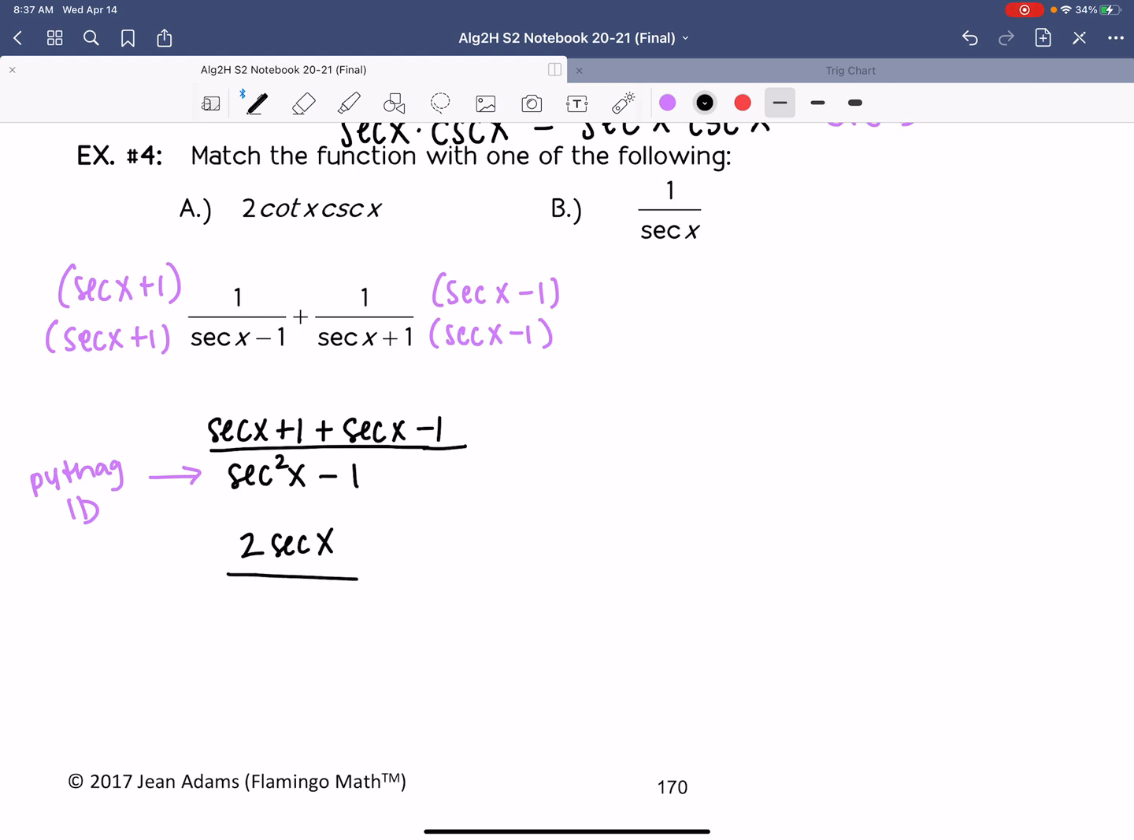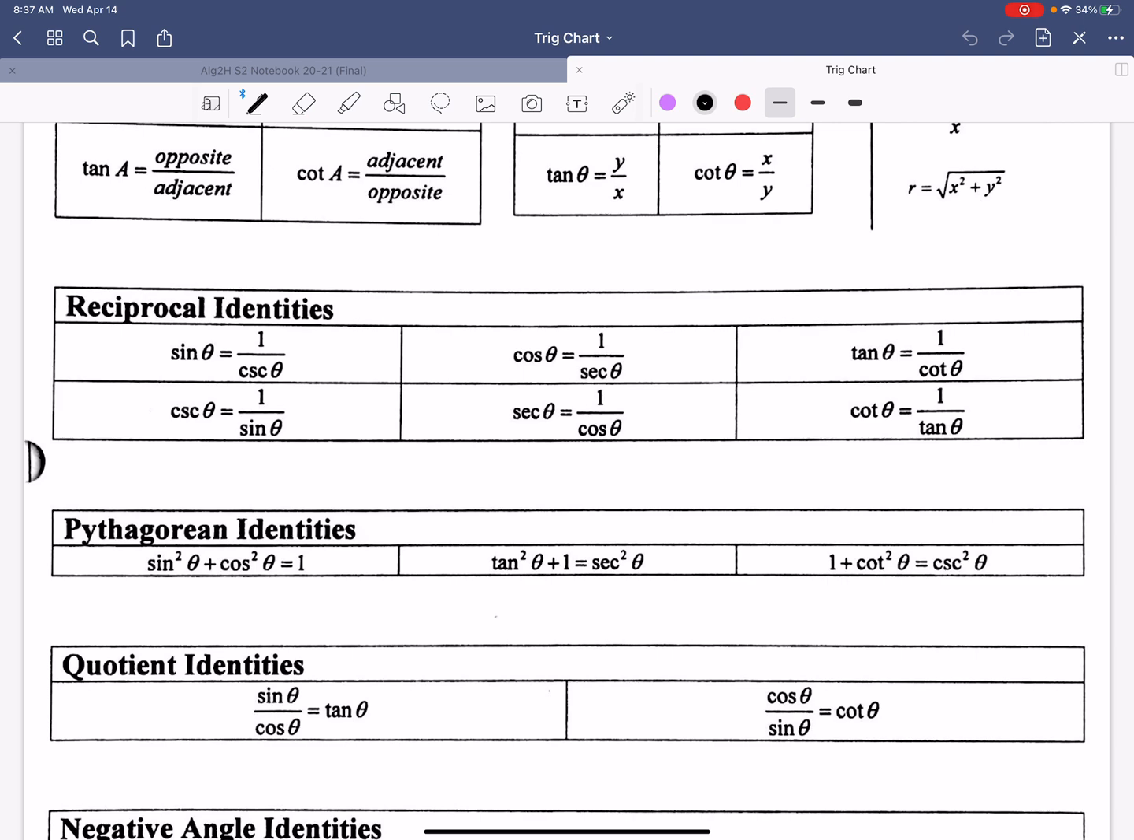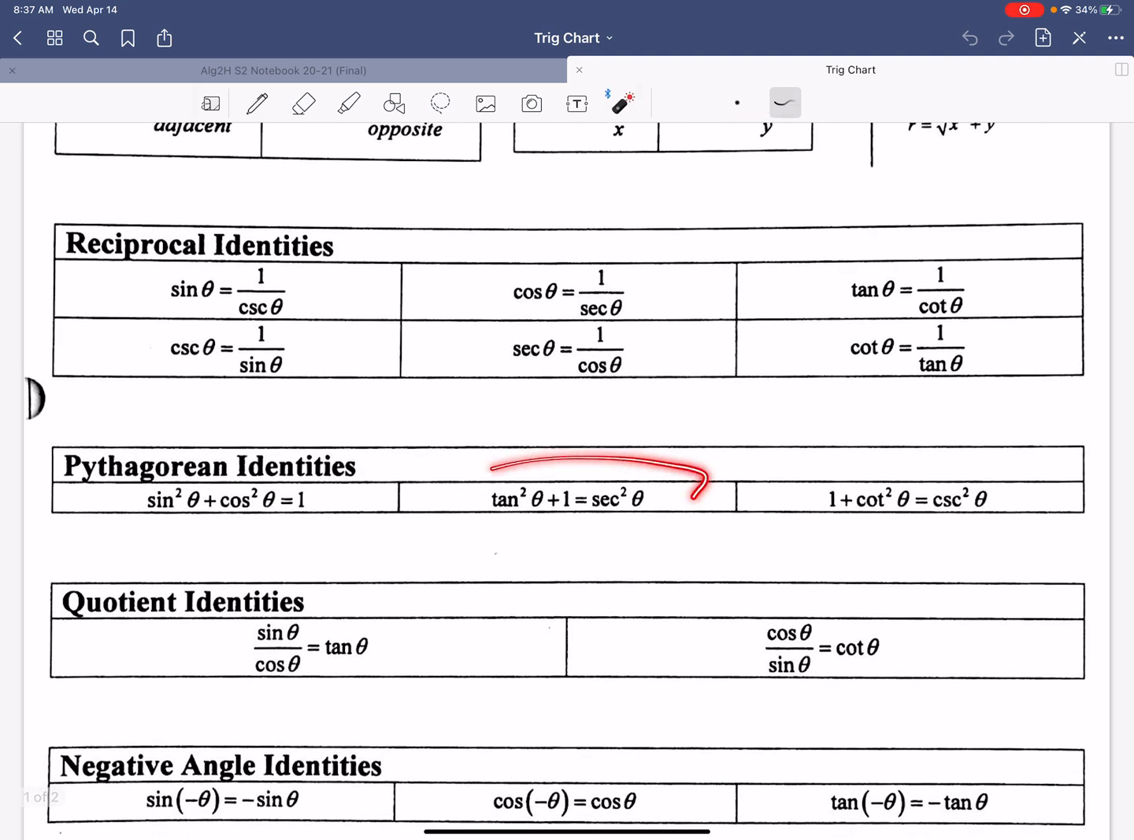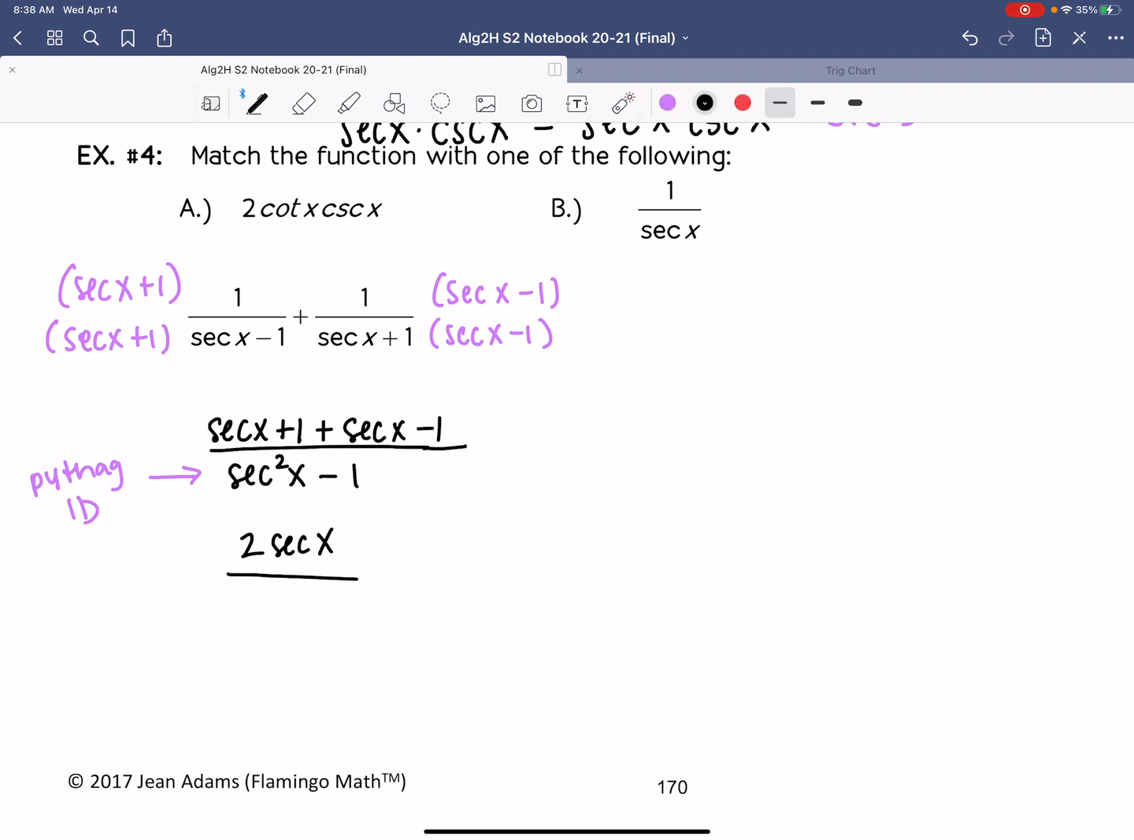Over, so now let's see what secant x minus 1 is the same as. So I go to my Pythagorean identities. Again, I'm using this one, and we want it to read secant x minus 1. So to get it to look like that, I would subtract 1 from both sides. So then I get tangent squared theta is equal to secant squared theta minus 1. So secant squared theta minus 1 is the same as tangent squared theta. So we're going to replace it with tangent squared theta. Tangent squared, not theta, we're using x. Tangent squared x.